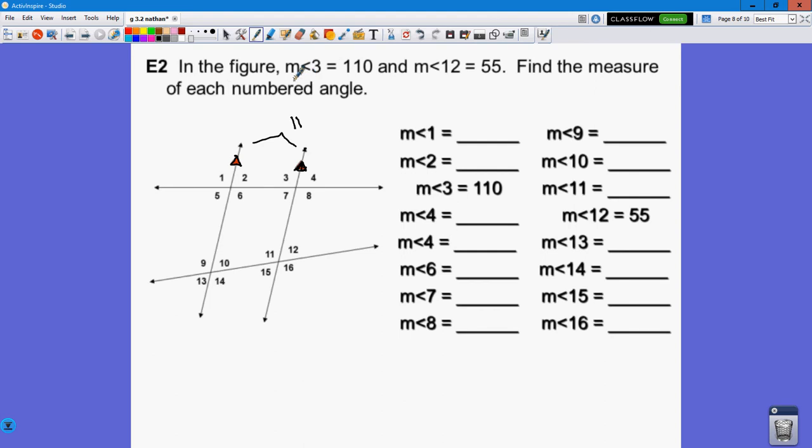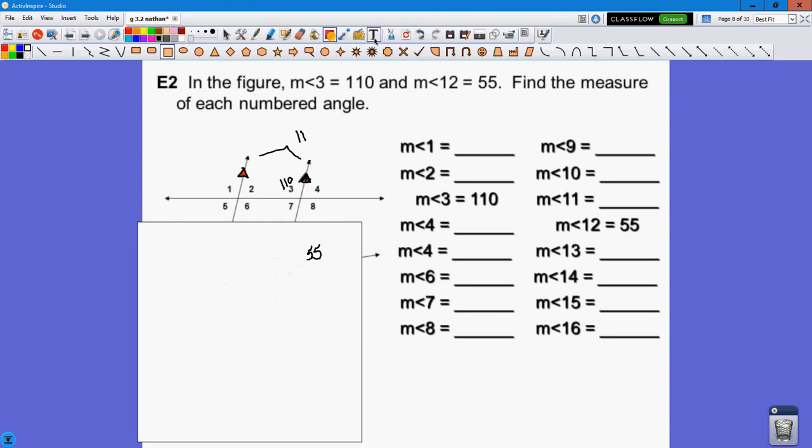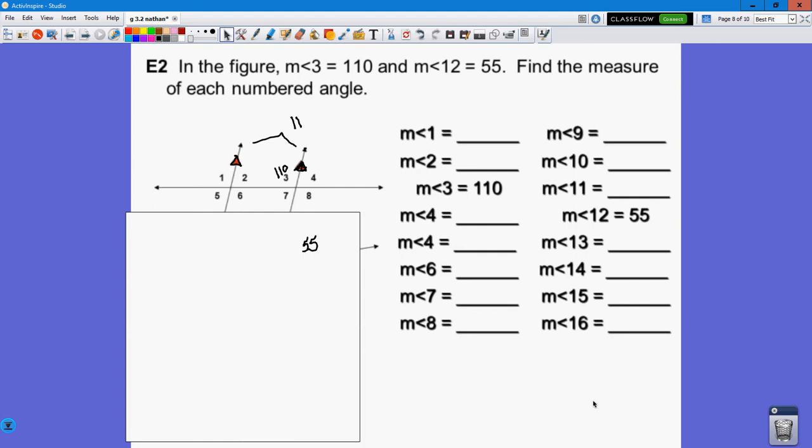I'm going to put the information in my picture. Angle 3 is 110. Angle 12 is 55. When you get a picture like this, do yourself a favor. Forget about part of it for a minute. Obviously, where that 110 is doesn't have anything to do with what I just covered up, does it? These are my two parallel lines. This is my transversal. How many different angle measurements are there going to be in that section? 2.